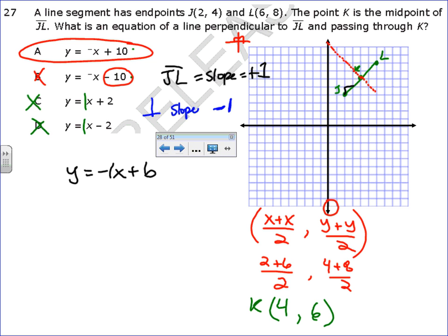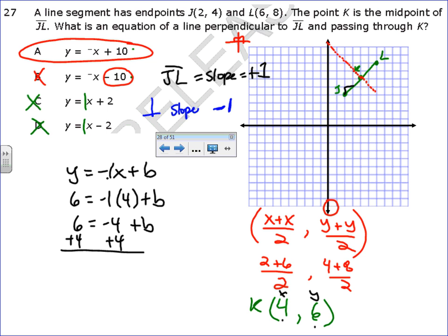I'm plugging in negative 1 for my slope. I'm going to use a coordinate point of K, because I know that's the point where it's going to go through. This is my X, this is my Y. So 6 equals negative 1 times 4 plus B. 6 equals negative 4 plus B, plus 4 plus 4, B equals 10. So if you wanted to be double sure that it was positive 10 as a y-intercept, that's what you could do.